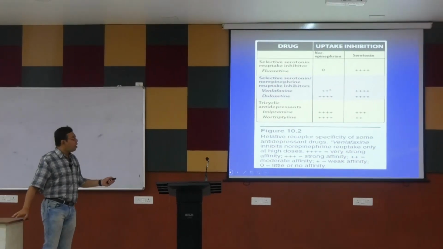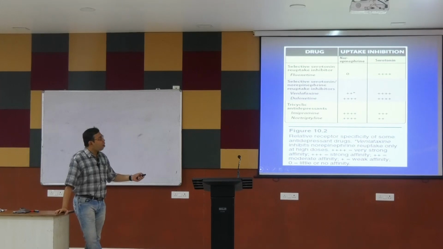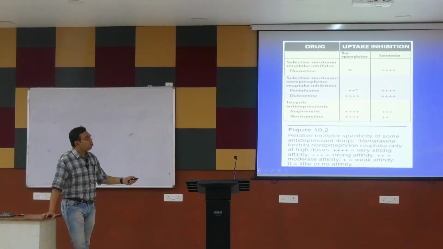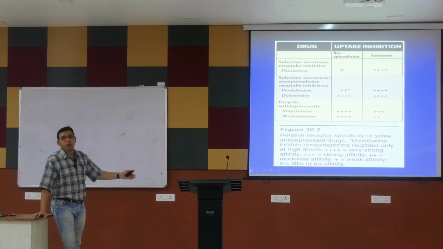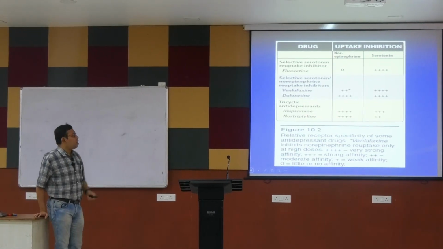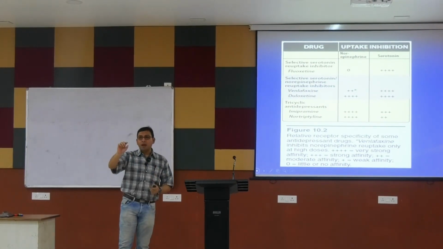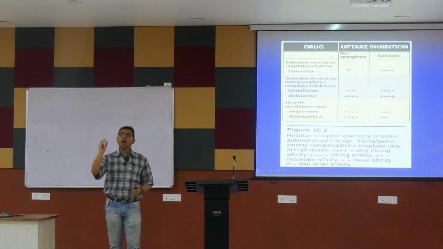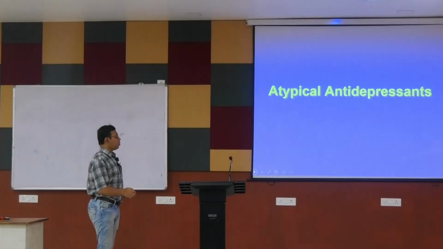Similarly, the SNRIs, we have already discussed duloxetine and venlafaxine. They block norepinephrine and also block serotonin, very largely. And tricyclic antidepressants are non-specific blockers of the different receptors. So within the group also, one drug varies from the other according to their selectivity and their potency of action on different receptors.